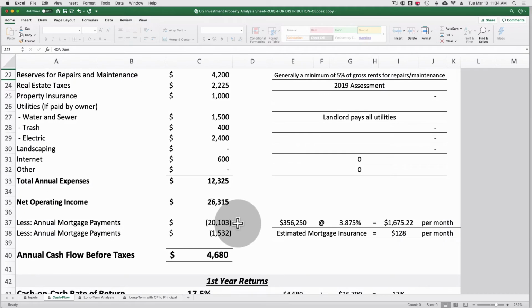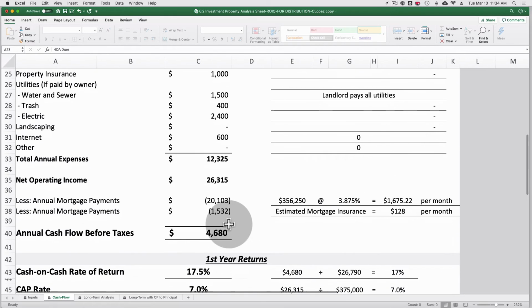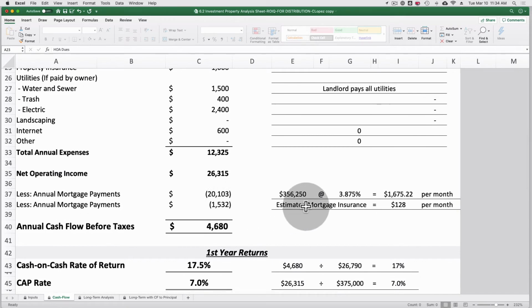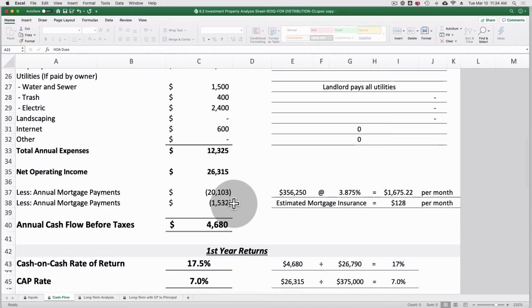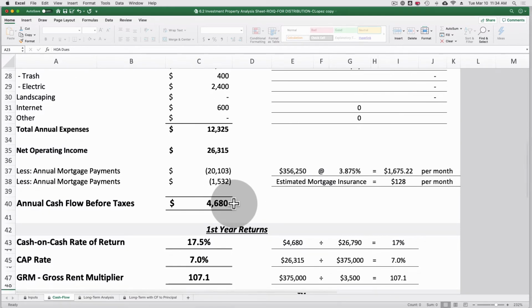He took out a new loan, $356,000 at 3.875. That's a payment of $1,675 per month, $20,000 per year to pay on the mortgage. And because he didn't put 20% down, he does have that estimated monthly mortgage insurance of about $128 per month, $1,532 per year. Now let's talk about that for a second because that is an estimate.